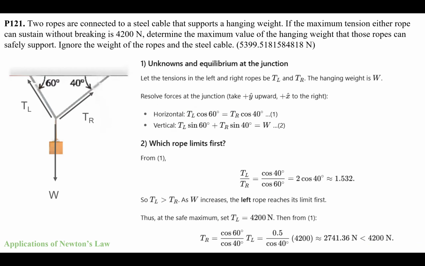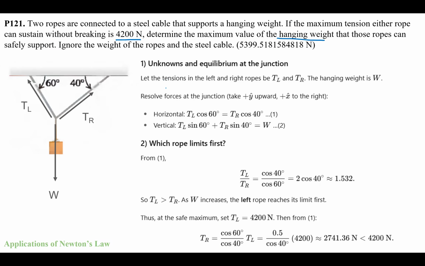And the next thing is that two loops are connected to a steel cable that supports the hanging weight. So we have a tension on the left-hand side and a tension on the right-hand side. Note that they are not identical because they have different angles. The left-hand side is 60 degrees, the right-hand side is 40 degrees, and together they support the whole weight. If the maximum tension each can sustain without breaking is this one, determine the maximum value of a hanging weight that those ropes can safely support.